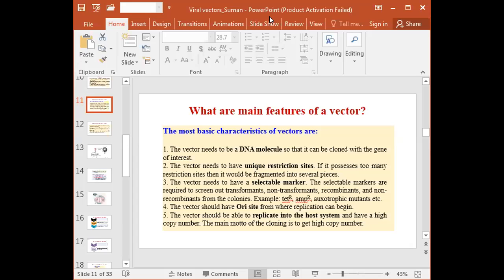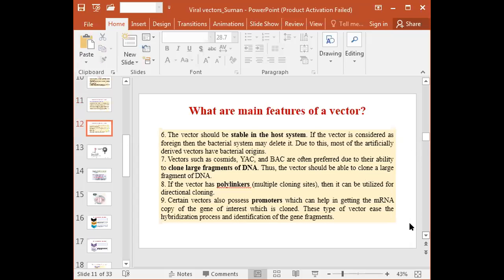The vector should have an ORI site from where the replication can initiate, and it should be able to replicate in the host system and have a high copy number. The main motto of cloning is to get a high copy number. So a replication site or replication sequence should be there, meaning the vector can replicate within the host.